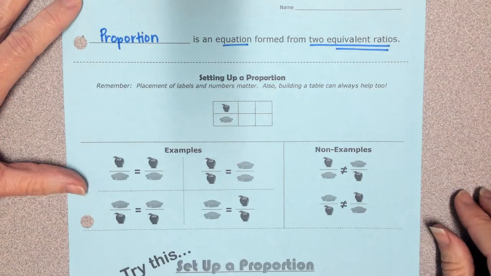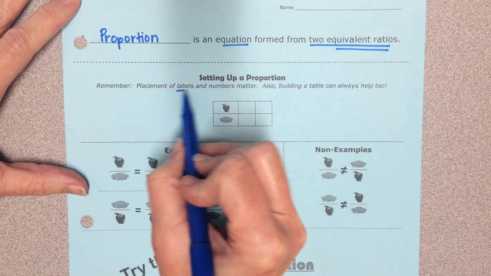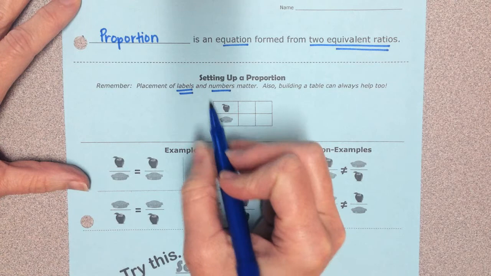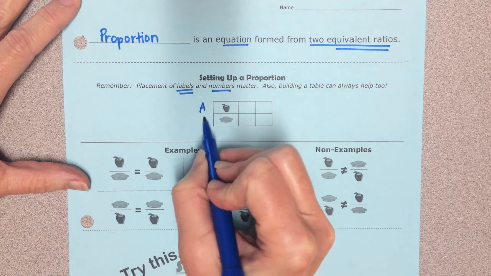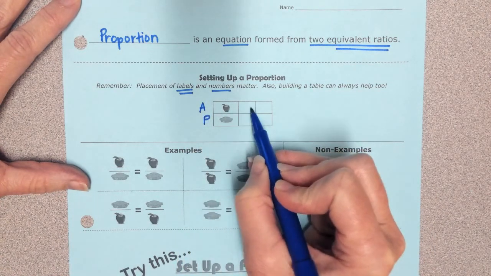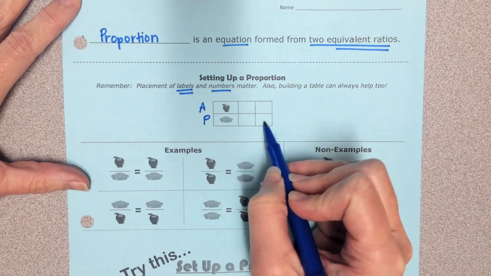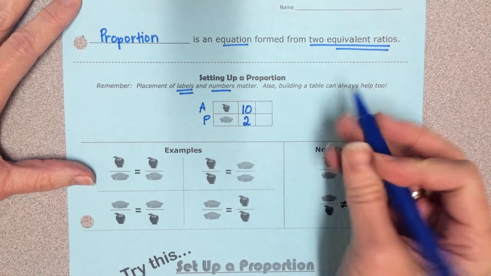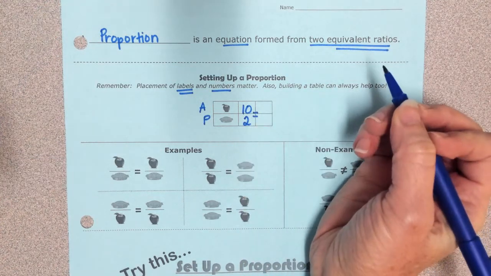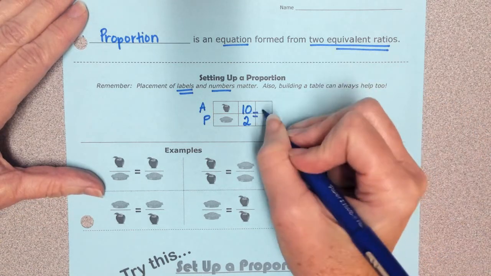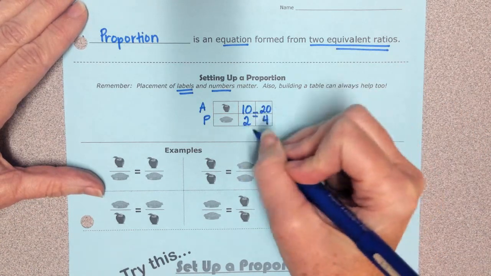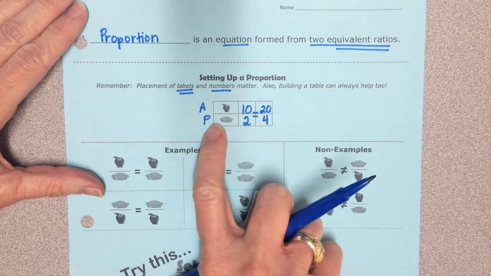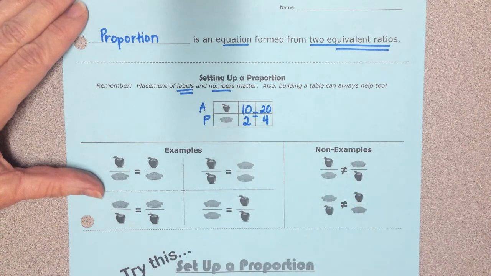When we are talking about proportion, labels and numbers matter. So remember when we did the apples and pies, we always made sure we labeled the apples and we labeled the pies, and if we set it up, the apples had to go with the apples and the pies had to go with the pies. So we said, okay, well there's 10 apples, that will make 2 pies. An equivalent ratio to the apples and pies could be 20 to 4. This is a proportion that we just set up. Making sure when we set up the proportion, we had our labels, and we made an equation.